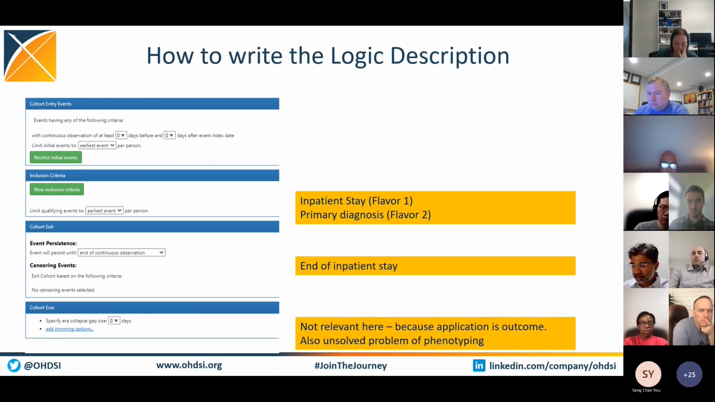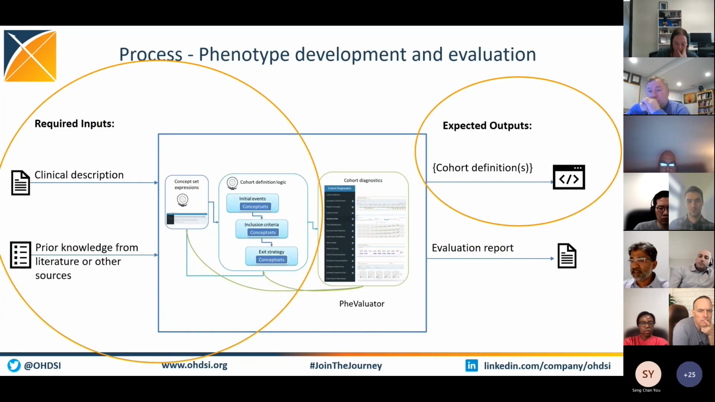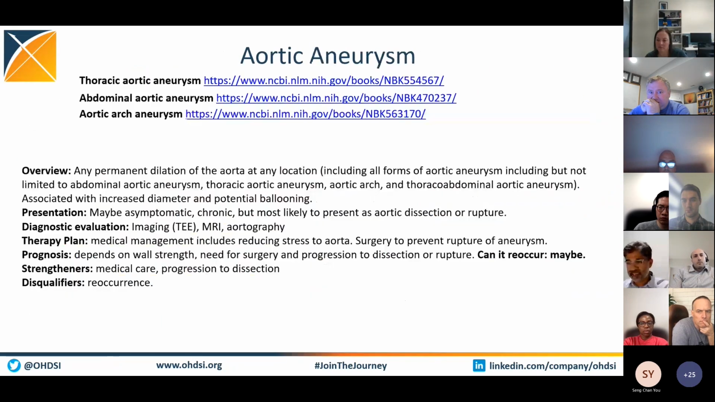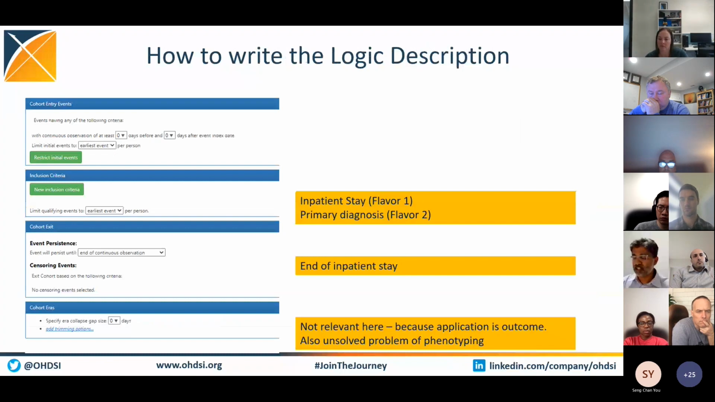So the next step, we have completed the components as described here. We have the clinical description, we have prior knowledge. Now we're going to go into the tool. Before going into the tool, there's another recommended practice. This is to conceptually think of how you're going to build your definition logic. On the left-hand side is a screenshot of the skeleton of the cohort definition logic as presented by Atlas.